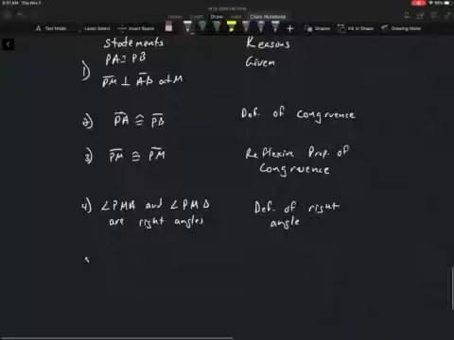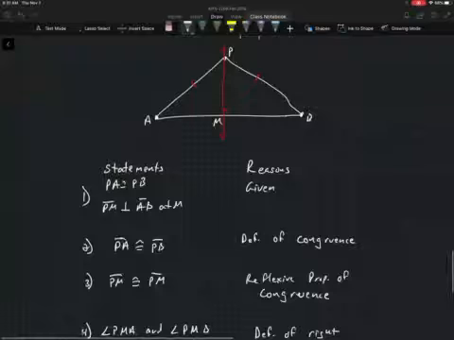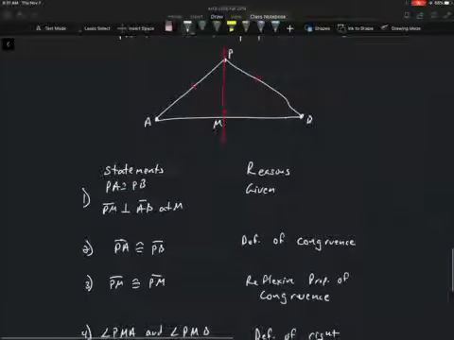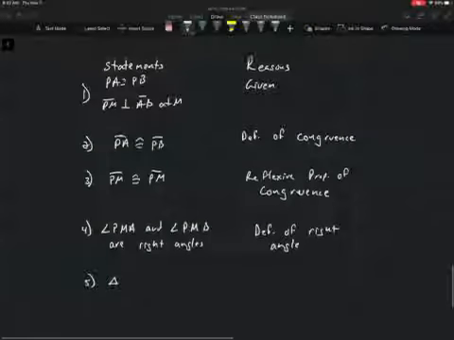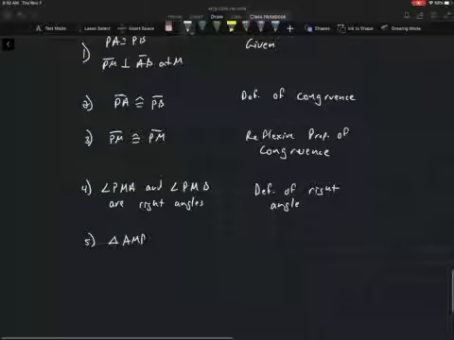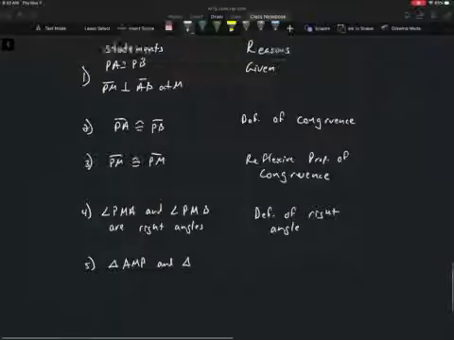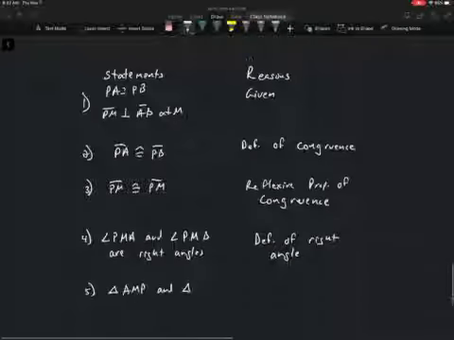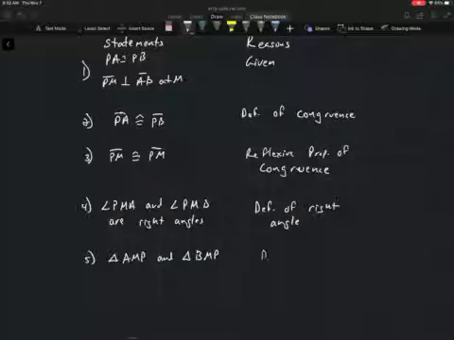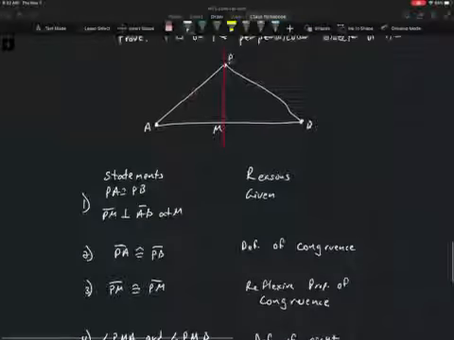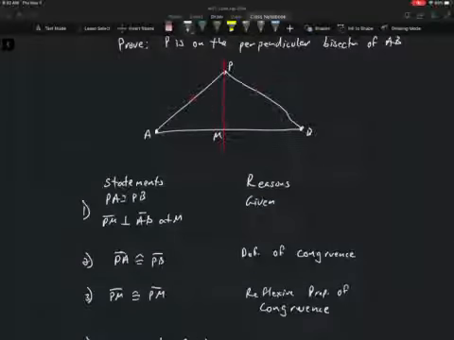And so looking at our next step, because the angles are right angles, we can also say that the triangles themselves are right triangles. So we can say that in this case it would be triangle APM and the next one would be triangle BPM are right triangles. So far we've sort of just gone off the diagram and off what they gave us at this point in time.